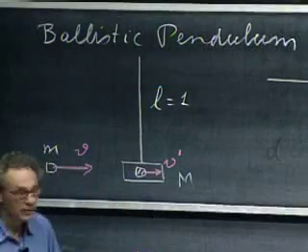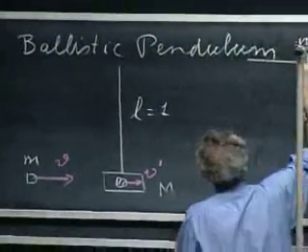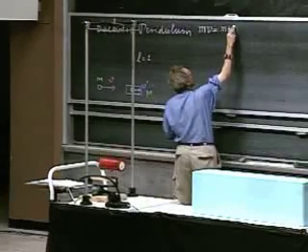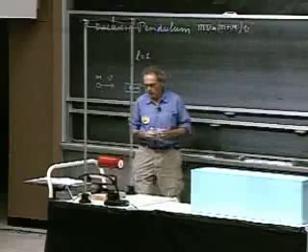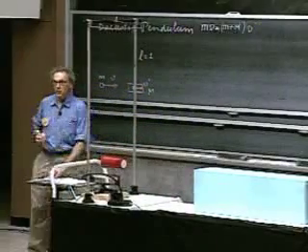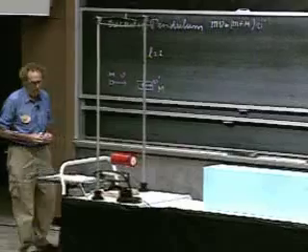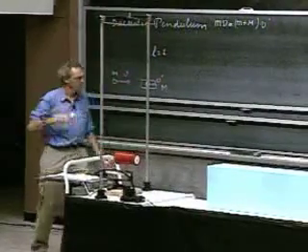Momentum is conserved, so we clearly have that mv equals (M plus m) times v prime. So if you could measure v prime, then you could measure the speed of the bullet, which is v. How do we measure v prime?